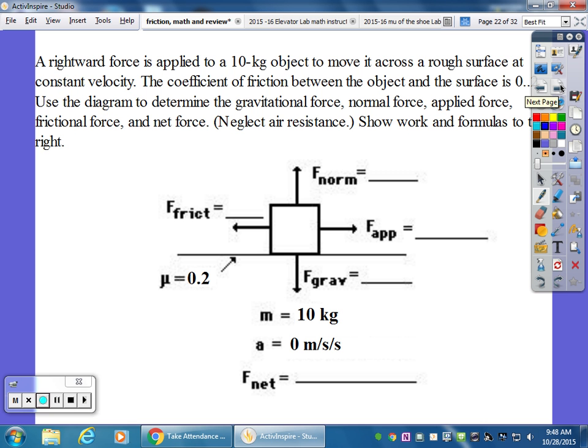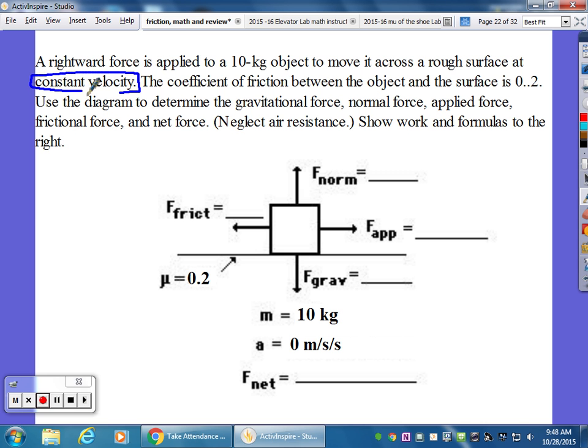Once again, we see here that this object is moving across a rough surface at constant velocity. Very important. Once again, our acceleration is going to be 0 and our net force is going to be 0, which means that each of these forces must be canceled out by the other. This item is 10 kilograms, so 10 times 9.8, mass times gravity, is going to give us our force down as a result of gravity, and likewise our normal force would be the same, because these two will cancel each other out.